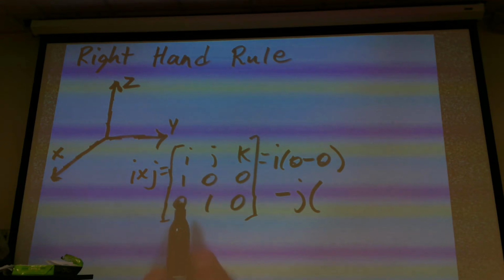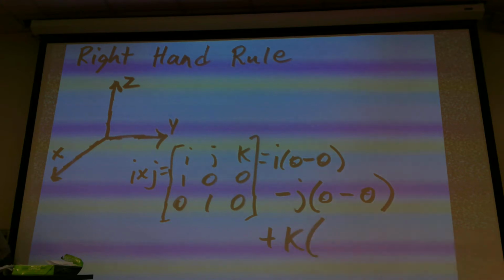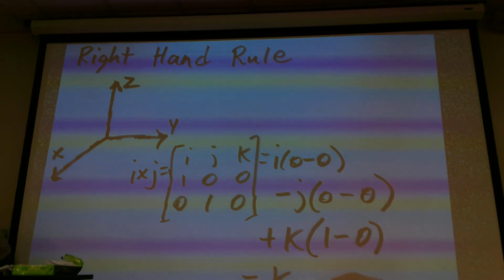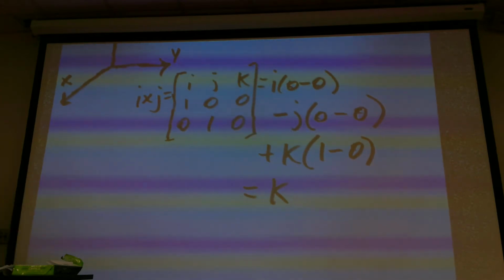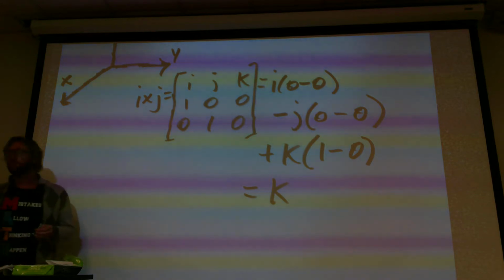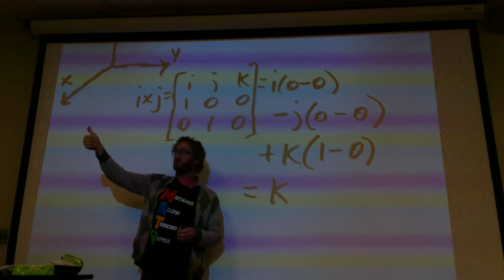So when I'm looking at j, this is going to be 1 times 0 minus 0 times 0, so that's 0 minus 0. And then plus k. Now I'm on k, and so I'm taking the determinant of the guys right here, so this is 1 times 1 minus 0 times 0, so that's 1 minus 0, so this thing ends up equaling k. So what is that saying? That's saying i, which is the x direction, crossing with j equals k.